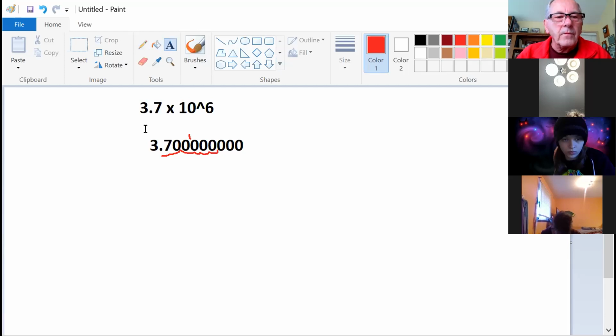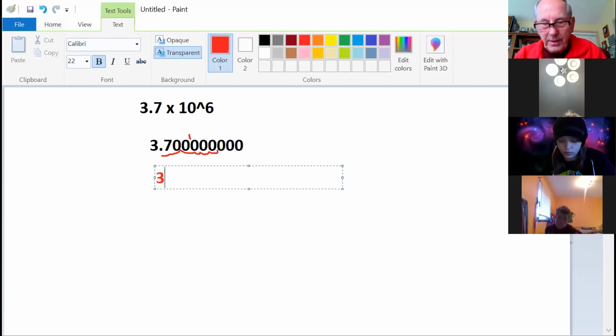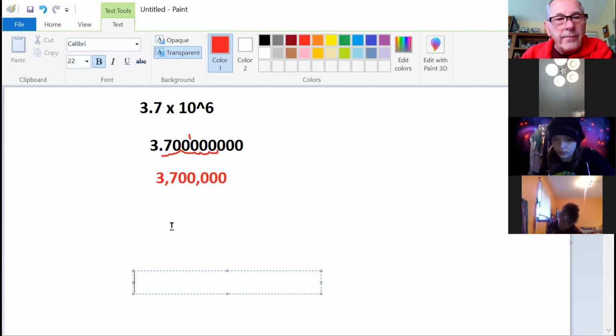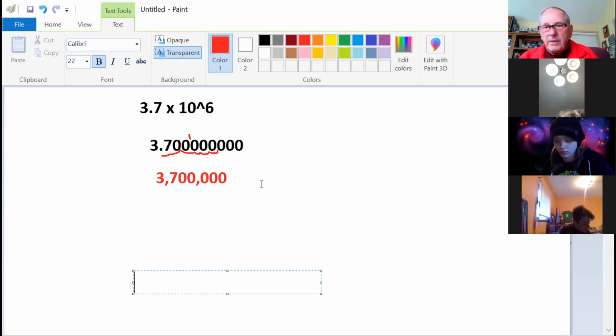So that is going to be equal to 3,700,000. Okay? Oh, so there's 6 zeros because of 10 to the 6th. That's why I had to add it to 3.7. I moved it 6 places, throwing in a bunch of zeros. Oh, that's pretty easy now, I think. Yeah, it's just the opposite, right? You're just doing the opposite.